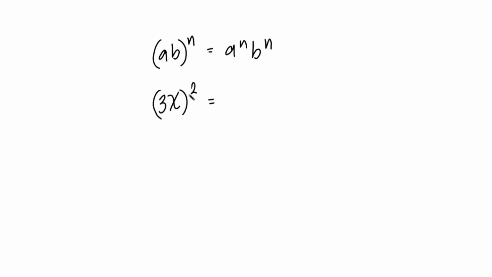So to follow the rules, we have the 3, raise it to the power, times x, raise it to the power, and you can leave it like this, or you can turn it into 9x squared, because 3 to the power of 2, which is just 3 times 3, which is 9, times x squared is just 9x squared.